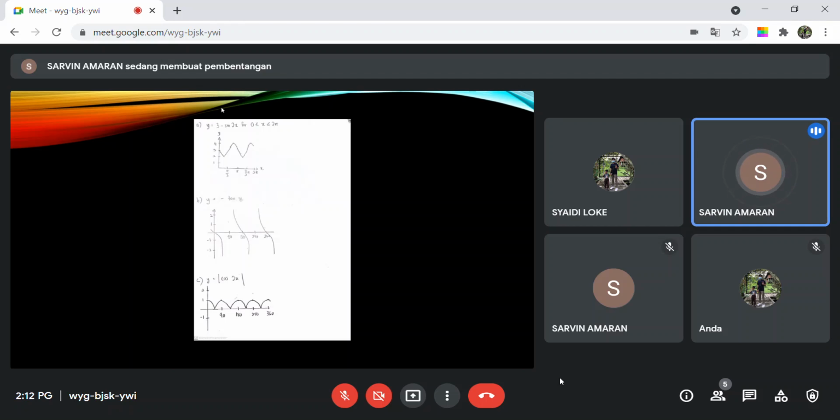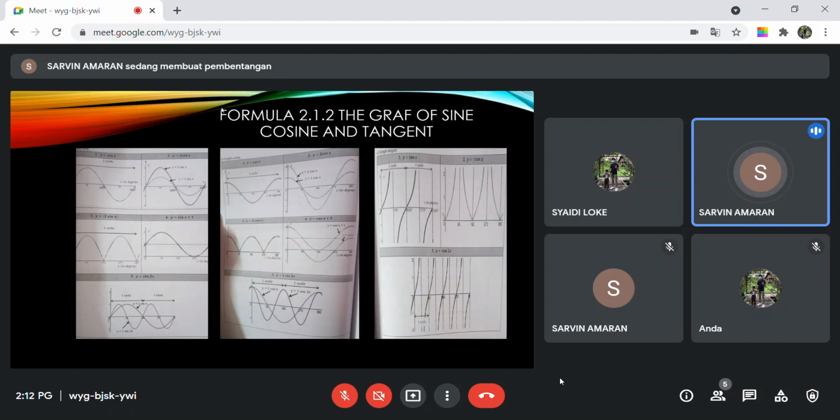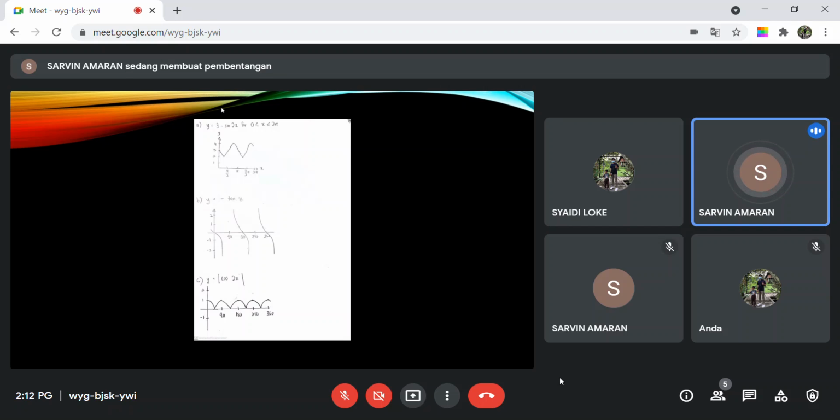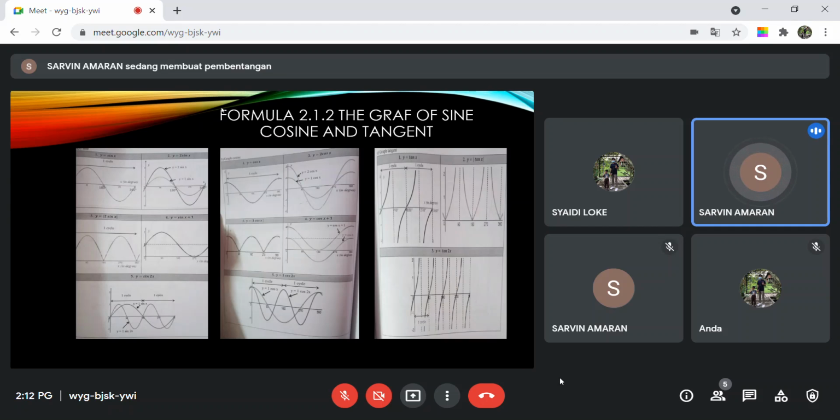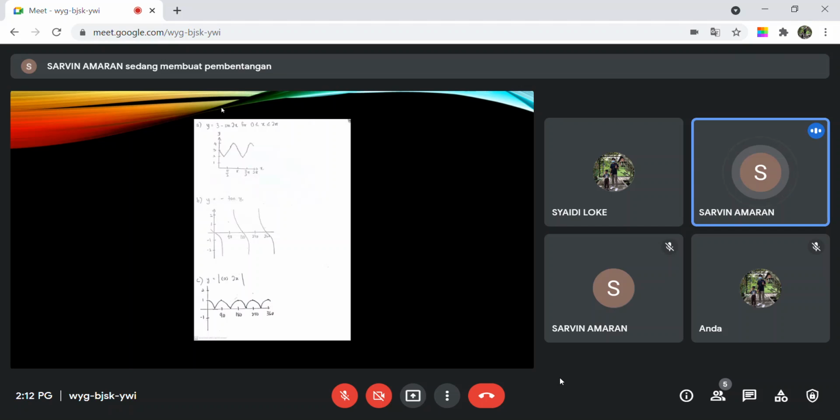As we go to question B, which is y equals negative tan x, according to the graphs before this, you need to be based on all of these graphs in order to answer these questions. As you can see, the tangent y equals tan x is going from down to up. But when it comes to negative, it goes from up to down. So that's how you need to identify.